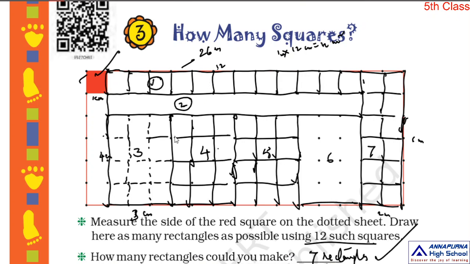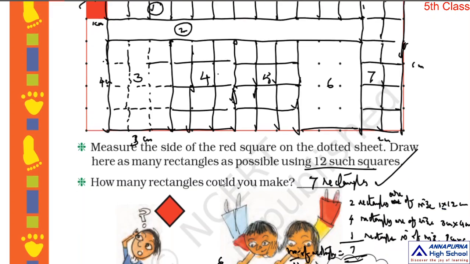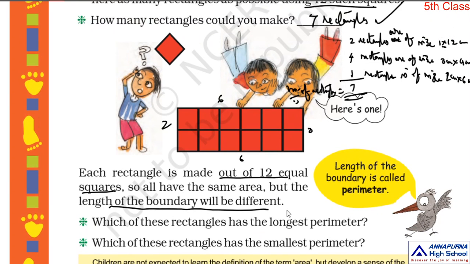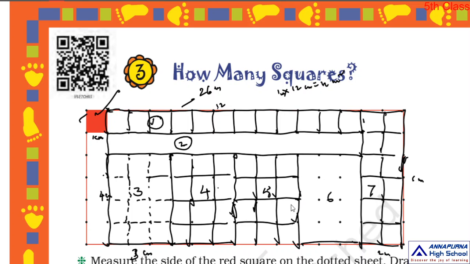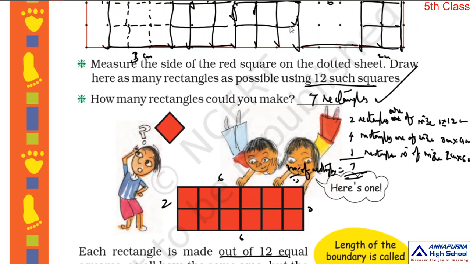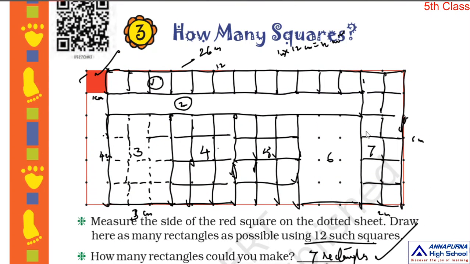Did you understand? So the question is: which of these rectangles has the longest perimeter? We have to find the perimeter of all 7 rectangles, and from that we can say which one has the longest perimeter. And the second question is: which of these rectangles has the smallest perimeter? If you find all the perimeters of the 7 rectangles, we can find which has the longest perimeter and which has the shortest.